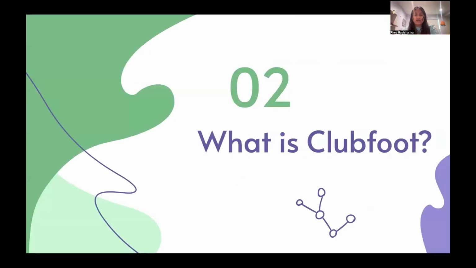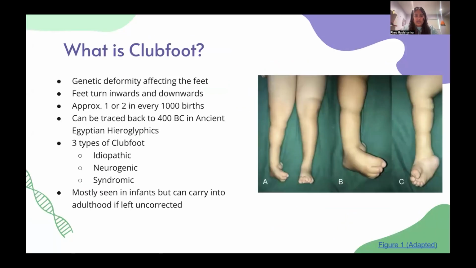Clubfoot isn't super well known, so I wanted to start by introducing what it is. It's a genetic deformity that affects the feet, causing it to turn inwards and downwards. There are three main types: idiopathic, which is most of the time, neurogenic, which means it's connected to an underlying neurological condition, and syndromic, which is when it's connected to a larger syndrome. In the picture on the right, you can see that the leg on the left is the clubfoot.